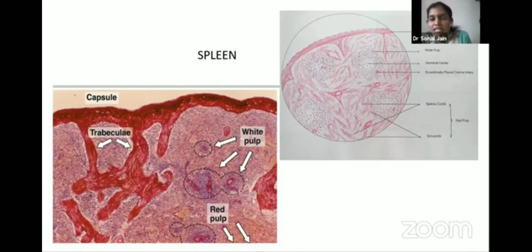So it has the capsule. It again shows the trabeculae. This one is the lymphatic nodule, but characteristically, if you focus closely, it has the central arteriole. Though the name is central, this arteriole is present eccentrically. Okay? So this is called the white pulp, and in the center there is the germinal center.